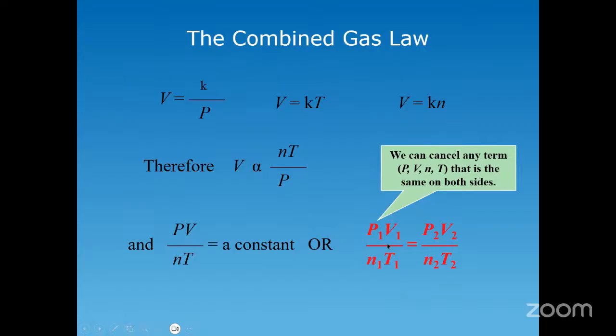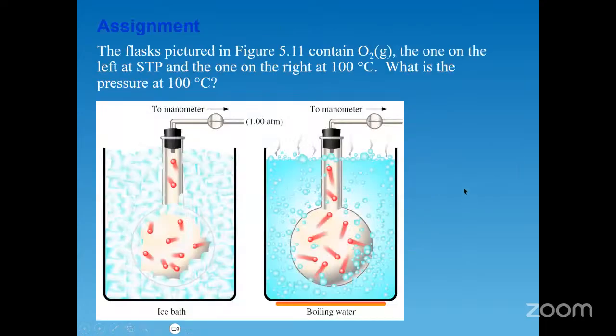So for example, if V is constant, that means V1 is equal to V2, we can cancel those out, and so on and so forth. So it all depends on the type of information you're given in your question. All right. So let's look at this example here. It says you have a flask which contains oxygen, right? It's submerged in an ice bath where the temperature is 0 degrees Celsius. In fact, it tells you STP, which means that 0 degrees Celsius and the pressure is 1 atmosphere or 760 millimeters mercury. And by the way, same identical flask on the right, but this time it's in boiling water. The temperature is 100 degrees Celsius, right? So the question is asking, what's the pressure of the gas in the flask here?